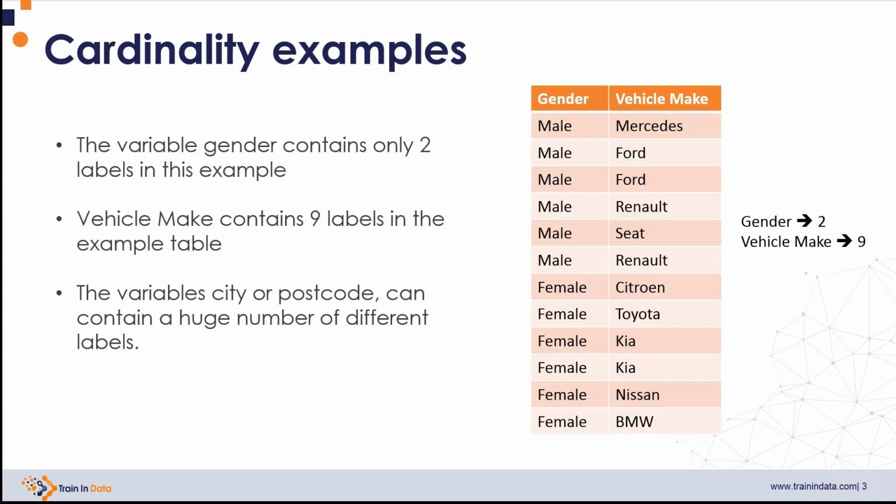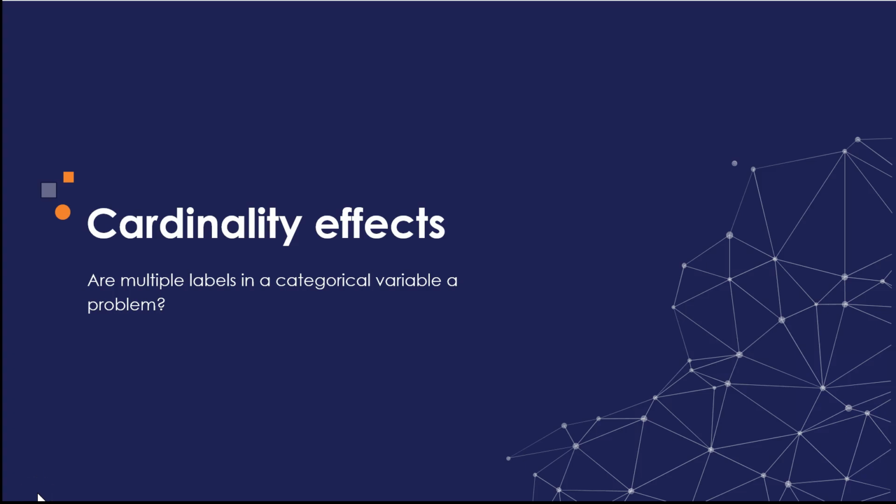In this example, the cardinality of the variable gender is 2, because gender contains only 2 labels, male and female. And the cardinality of the variable vehicle make in this table is 9, as it contains 9 different labels, which are Mercedes-Benz, Ford, Renault, and so on. Other variables like city or postcode can contain a huge number of different labels. They are highly cardinal.